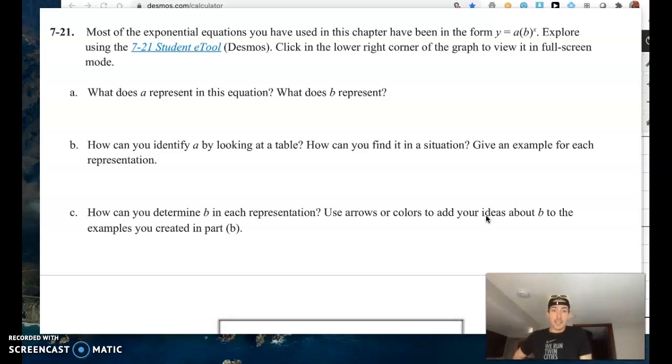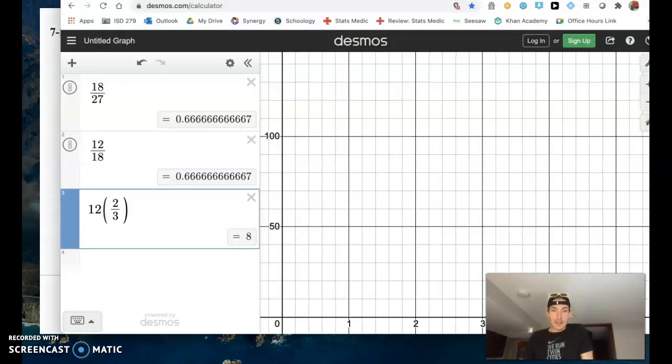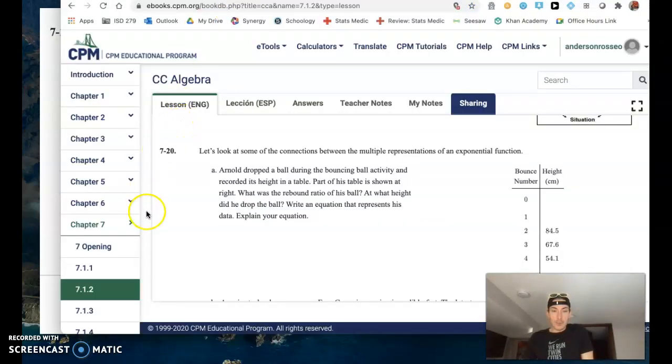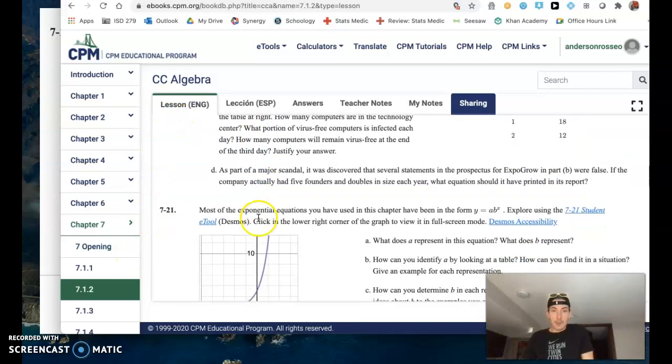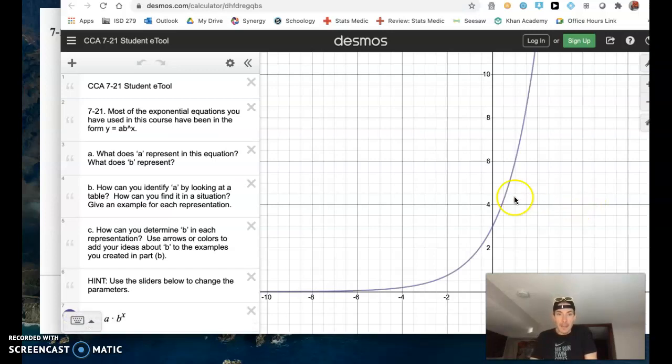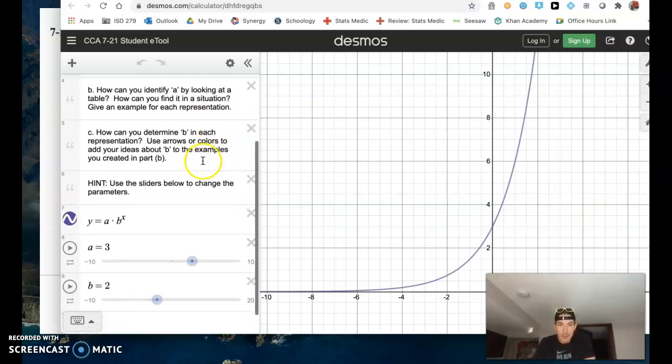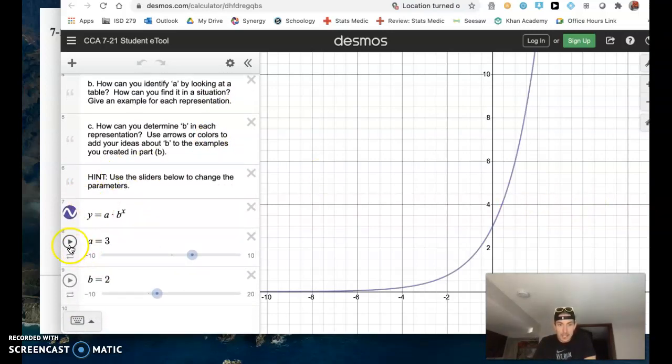Explore this using the E tool. Click in the lower right-hand corner to view it in full screen. What does A represent in this equation? What does B represent? Well, we already identified that they represented starting value and growth rate. But check this out, because graphically, they're slightly different. And I'm going to use the E tool for this. And I can do so, right? If I just click on play for A, look what's happening.